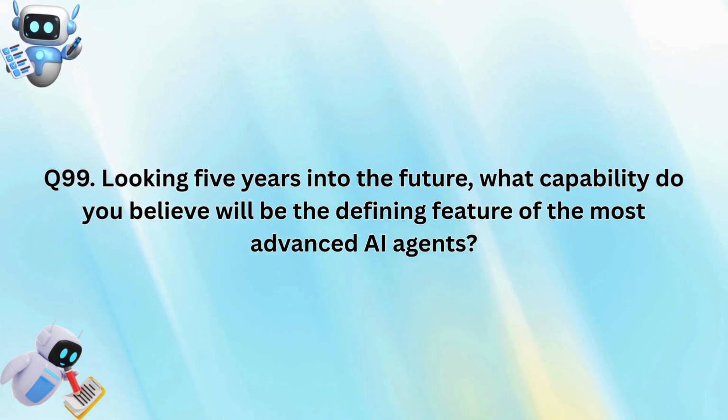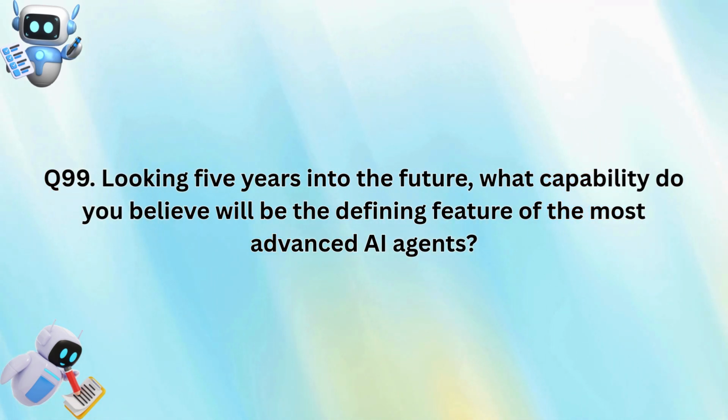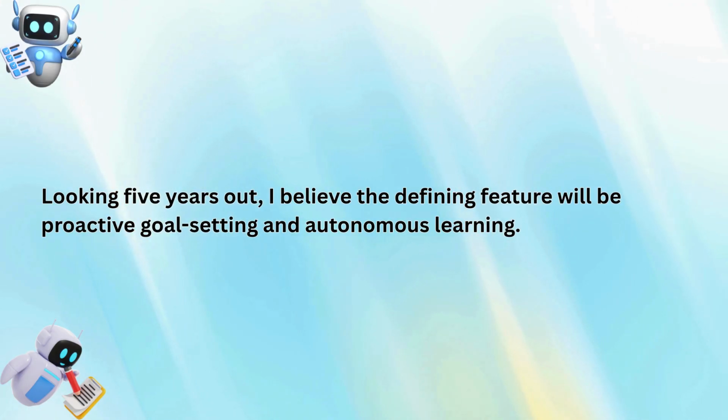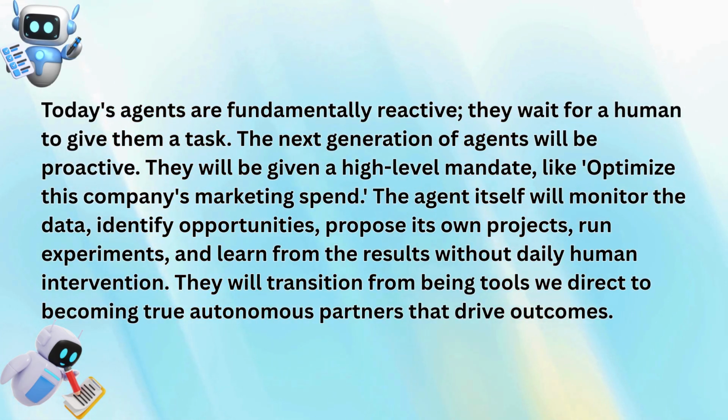Looking 5 years into the future, what capability do you believe will be the defining feature of the most advanced AI agents? Looking 5 years out, I believe the defining feature will be proactive goal setting and autonomous learning. Today's agents are fundamentally reactive. They wait for a human to give them a task. The next generation of agents will be proactive. They will be given a high-level mandate, like optimize this company's marketing spend. The agent itself will monitor the data, identify opportunities, propose its own projects, run experiments, and learn from the results without daily human intervention. They will transition from being tools we direct to becoming true autonomous partners that drive outcomes.